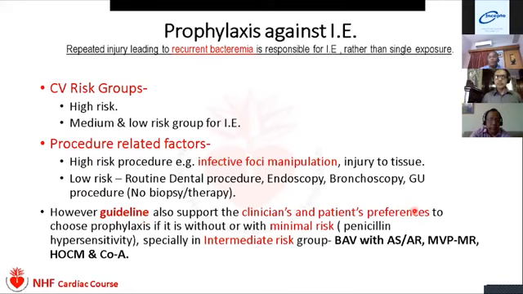Clinician and patient preference, especially in the intermediate group of patients. And if the prophylaxis with penicillin is minimal risk, then it can be given.